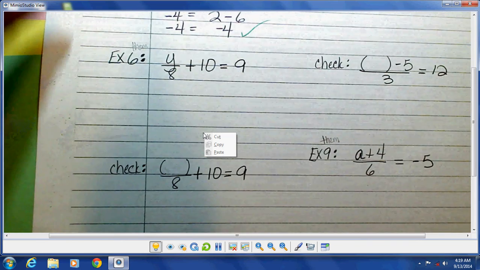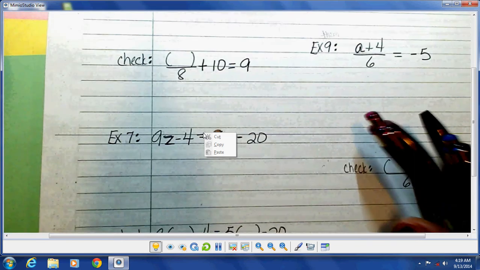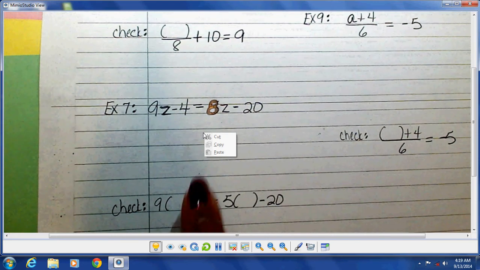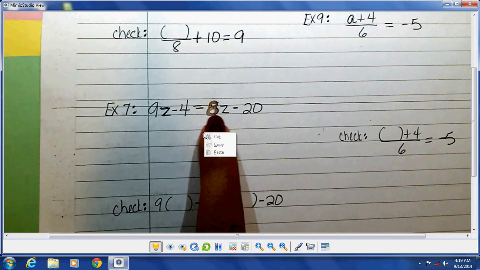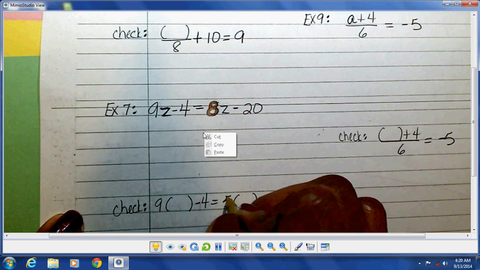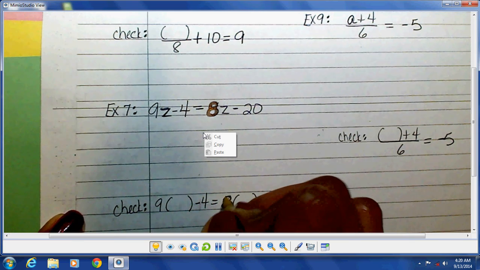Okay, we will check example 6 in class, so please make sure you have it done. Let's go to example 7. Now, in example 7, I want you to first take that 5 that was there and change it to an 8. Because if we don't, we're going to end up with more than a two-step equation. And that means we need to change this 5 to an 8 as well.